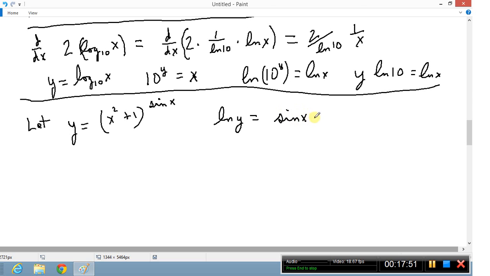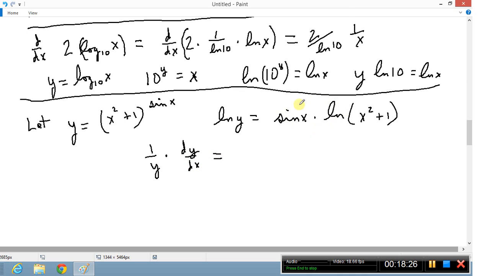So we get sine of x times natural log of x squared plus 1. Naturally, natural log does not distribute over addition, so you're just stuck with that. But you can now take the derivative of both sides. The derivative of log of anything is 1 over that anything, but you're taking the derivative with respect to the independent variable x. So 1 over y is not the independent variable, so you're going to get the chain rule coming along. 1 over y times dy dx, or y prime, would be equal to.